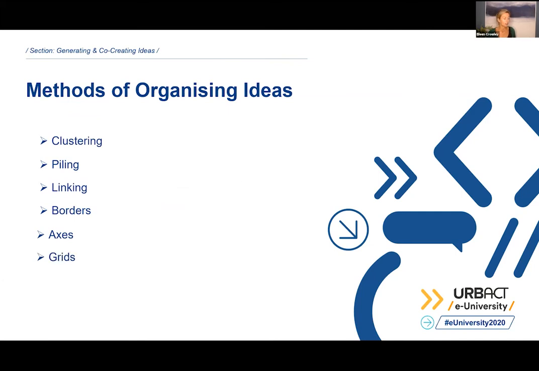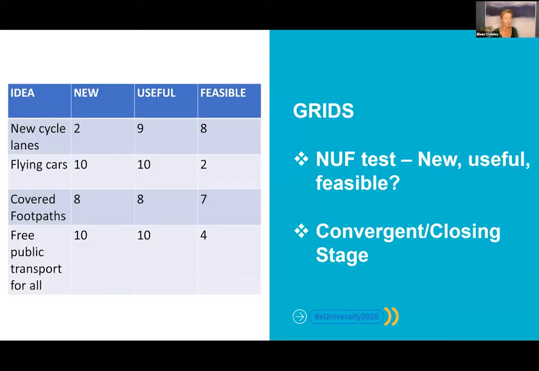Okay, next we're going to look at grids. And an activity that uses the grid method is the NUF test. So this is the new, useful, feasible test. And it's useful in the closing stage. So the idea here is that you score each of your ideas on a scale of 1 to 10 based on how new, how useful, or how feasible you deem them to be.